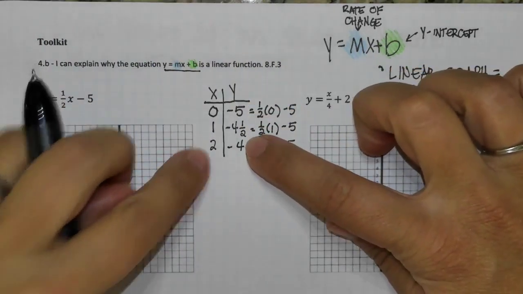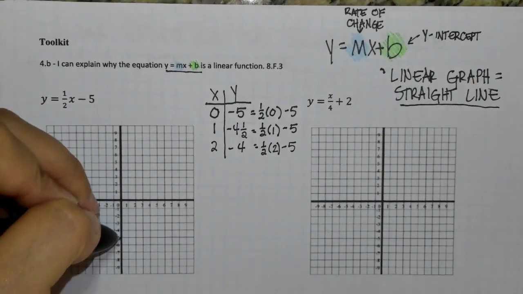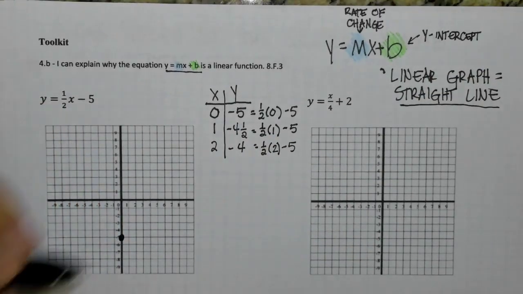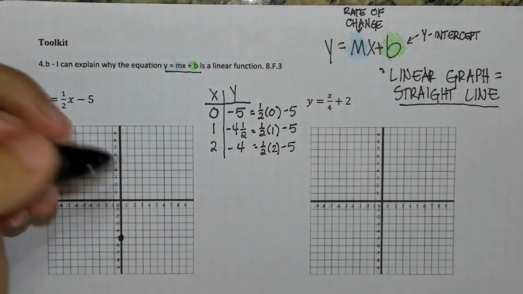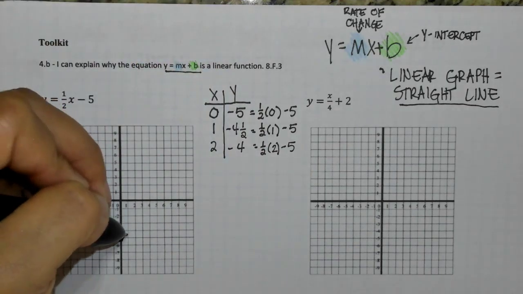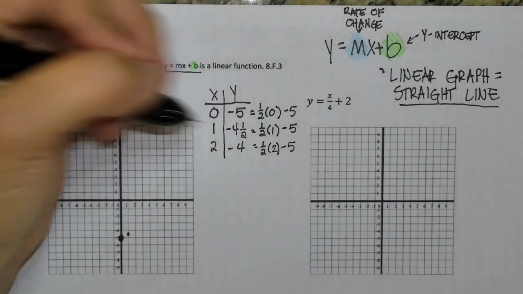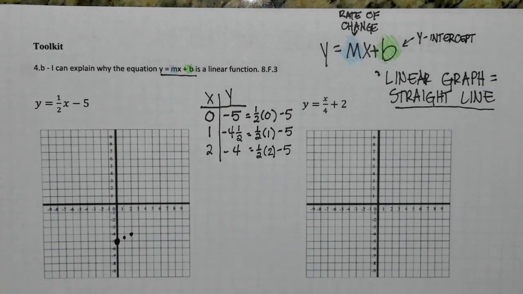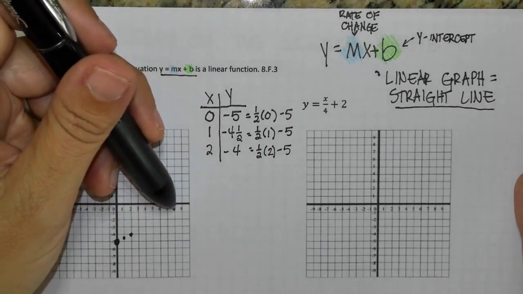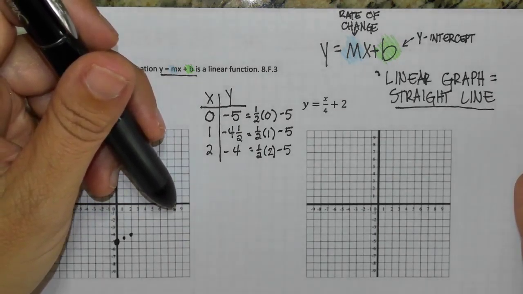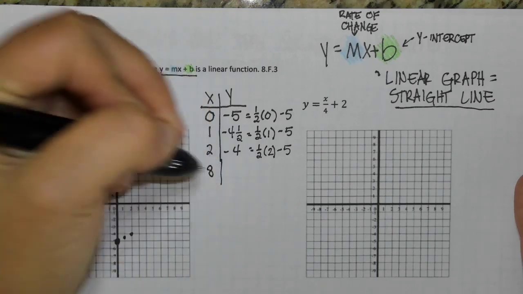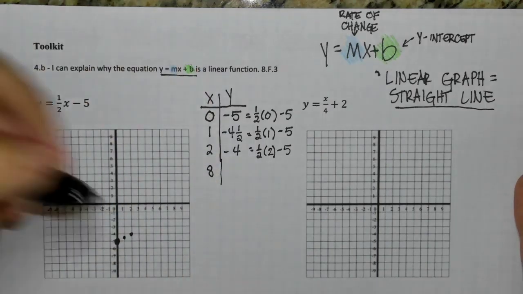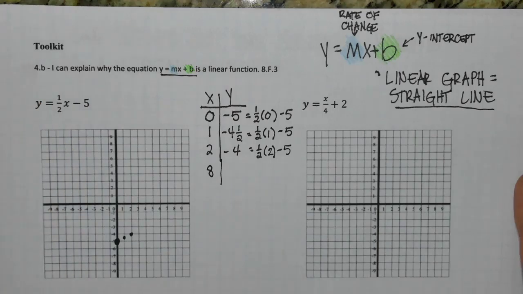I'm going to plot these 3 points on this graph. I've got 0, negative 5, there's that point. I've got over 1 and down 4.5, there's that point. And I've got over 2 and down 4, there's that point. And if you look, it's really hard for me to determine whether that's linear or nonlinear because they're so close. So I'm actually going to take another point, like maybe 8, and find out what that value is. I decided as I made the table that it's too close, and I can't decide what's really happening.